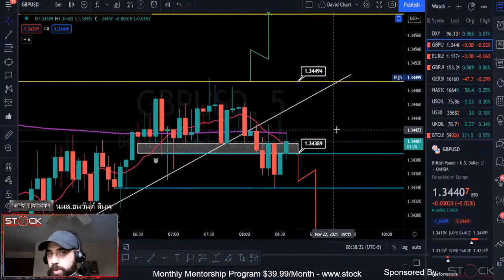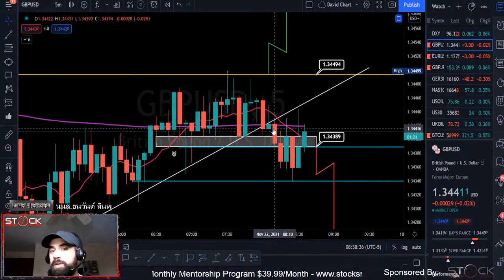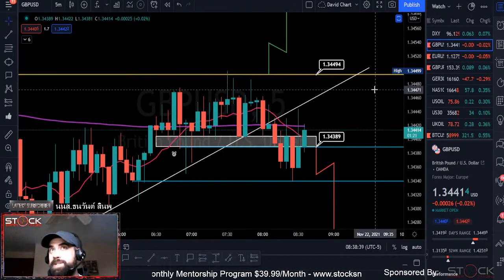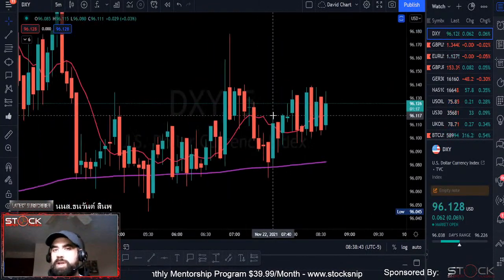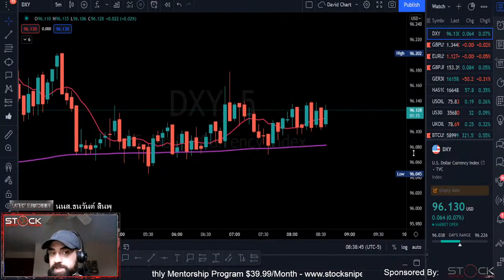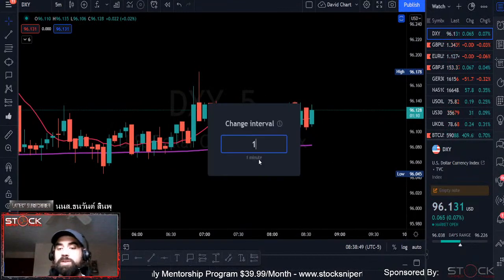Look at GU, guys. This is a perfect example of when not to trade something. Okay, for real. I keep saying this to people, but there's more people just coming on the call. All right. Look at the DXY. Do you guys look at this? This is on the 5-minute. Let's check with the 15-minute.